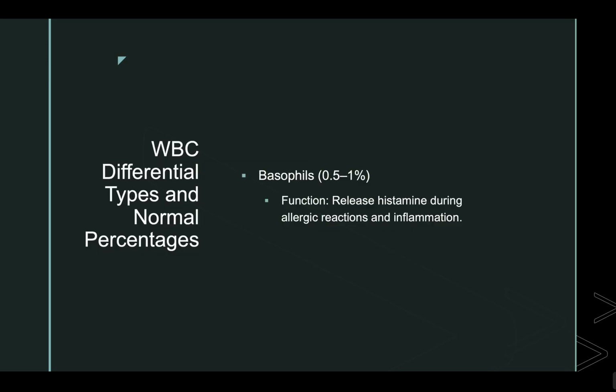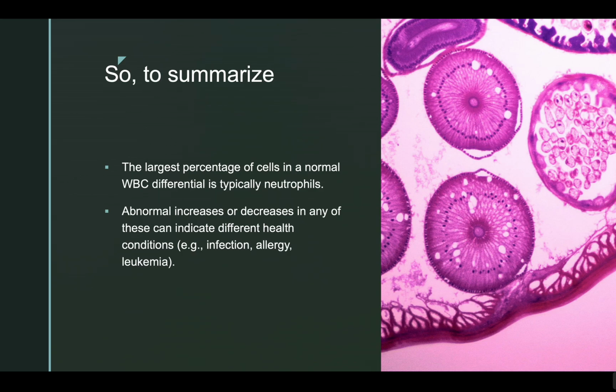The fifth type of white blood cell that we know of is the basophil, and this takes 0.5 to 1% of the WBC. Their main function is to release histamine during allergic reactions, and when there is an inflammation going on, you see an increase in the basophils in the blood work of a patient. So in summary, the largest percentage of cells in a normal white blood cell differential count is typically the neutrophil, which takes 50 to 70%.